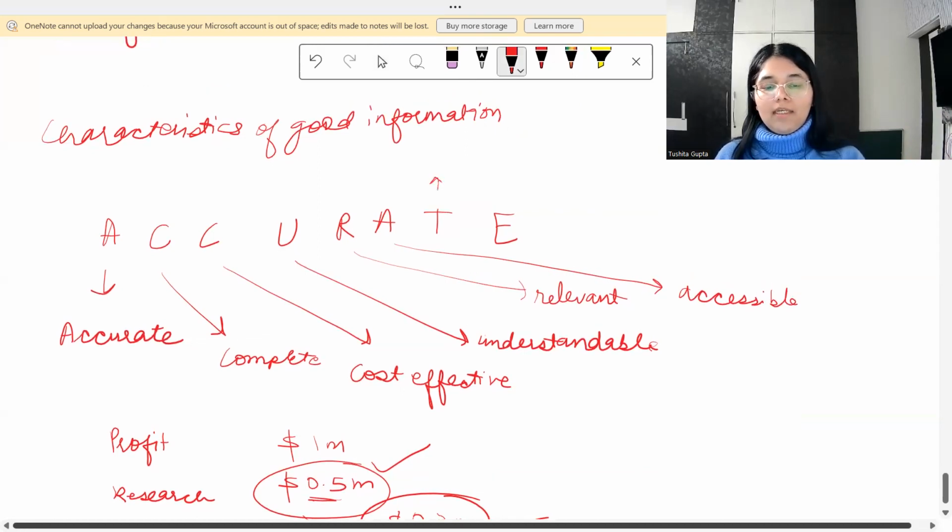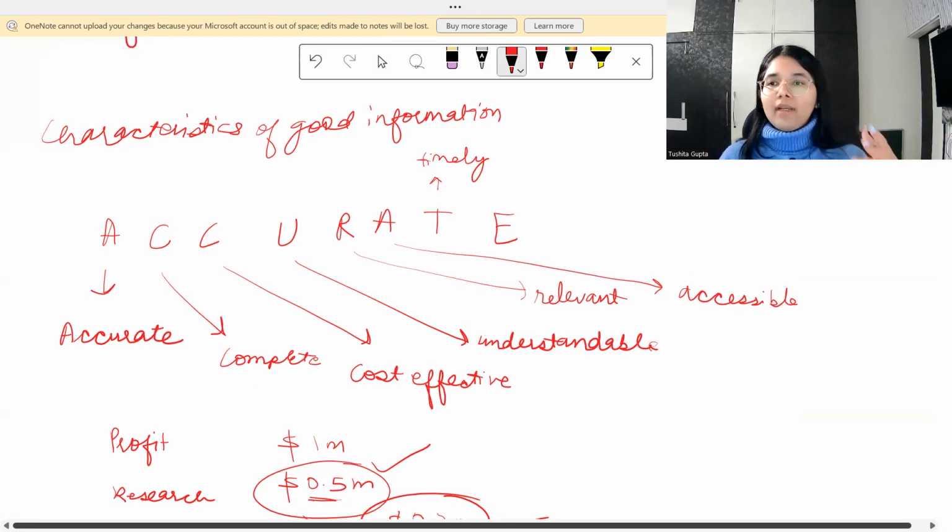Then let's talk about the T over here. The T stands for timely. So let's suppose there was information provided to me about the consumption of apple juice, and the apple juice consumption data, the information that I have gotten, talks about 2023.